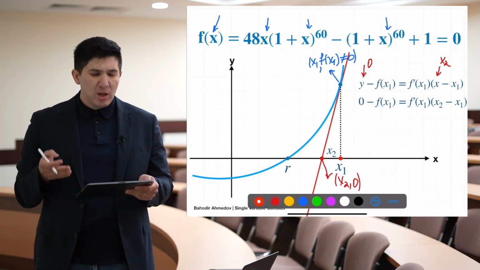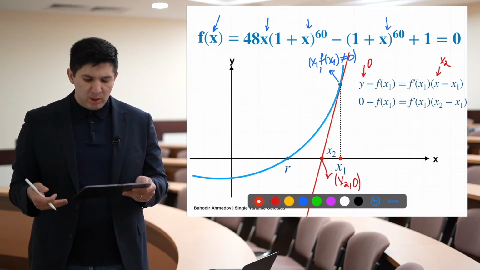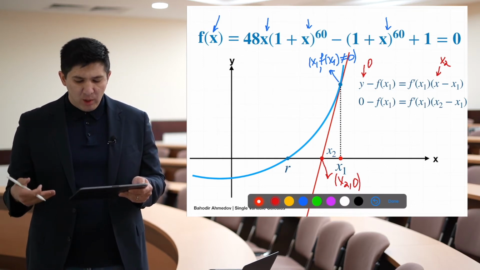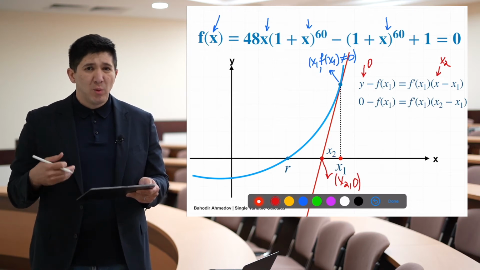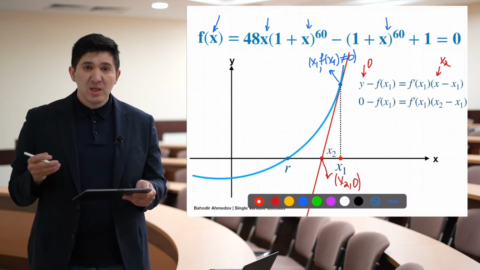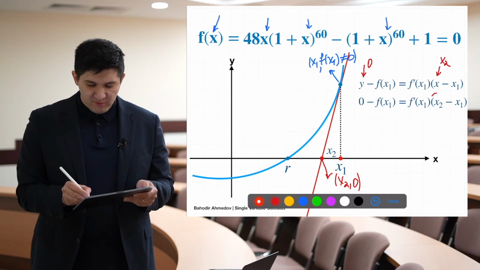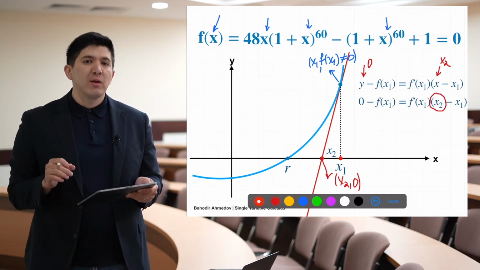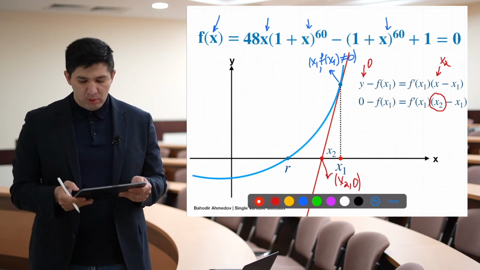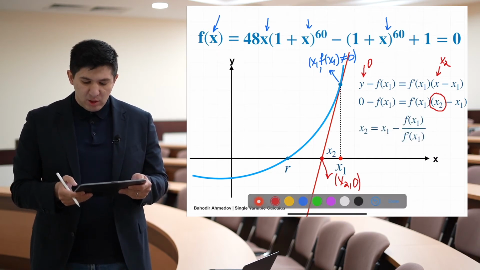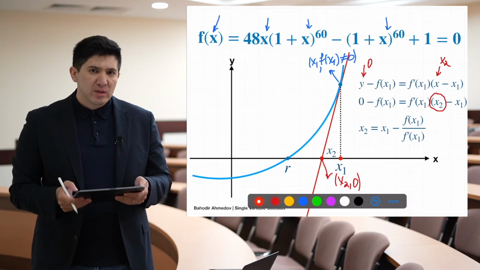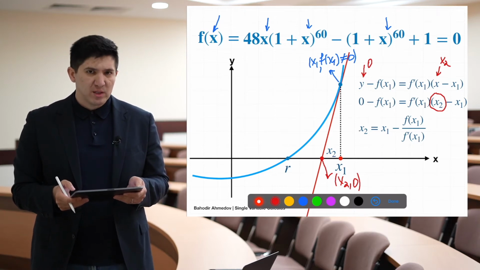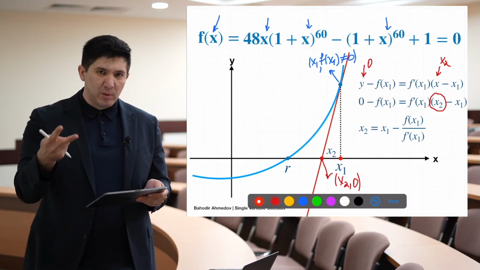It is going to be 0 minus f of x1 is equal to f prime of x1 times x2 minus x1. So what is unknown in this equation is x2. I have to find x2 from here because I'm looking for the second approximation of the root. So I can find x2: it is going to be x1 minus f of x1 divided by f prime of x1. So this is going to be the second approximation.